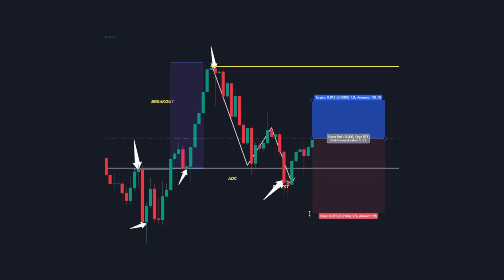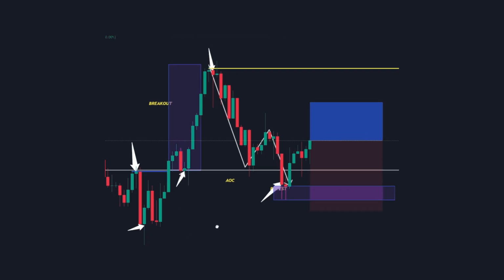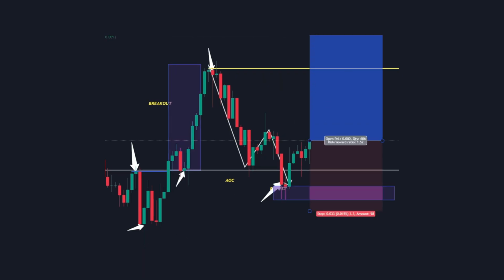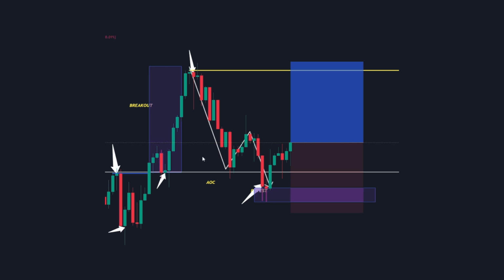Then your stop loss is going to be below your area of confluence, below these wicks here, not on the wicks, but just a few pips away from the wicks. Then for your take profit, you're going to aim for the previous higher highs. That is our 1 minute scalping strategy.